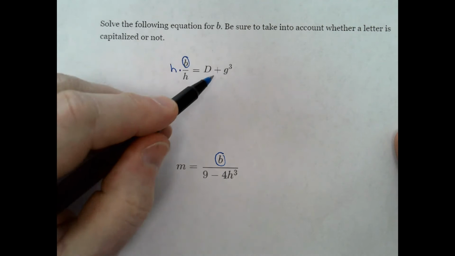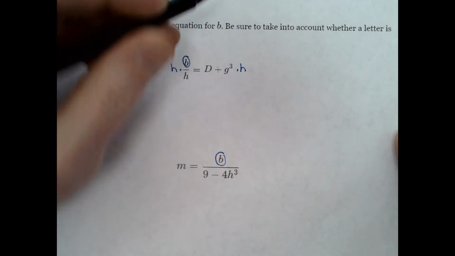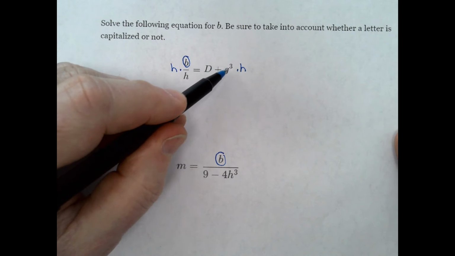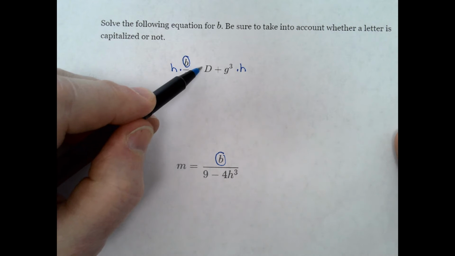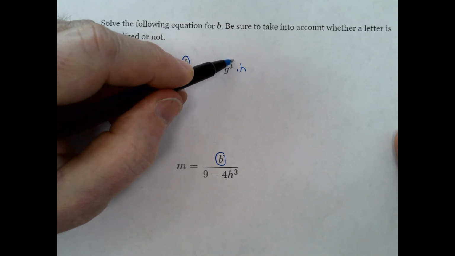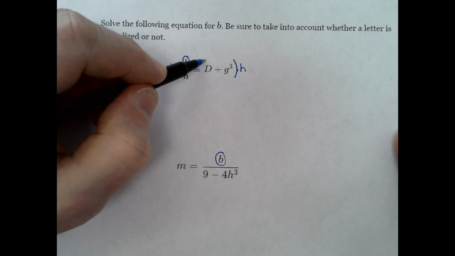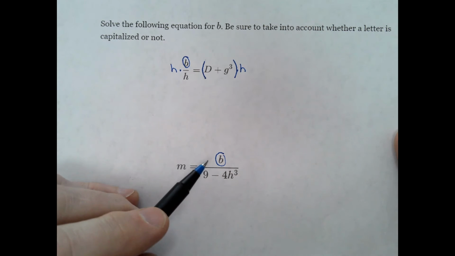Well, how do you multiply this by H? If I just put a times H here, then only this G cubed is going to be multiplied by H. And if I just put it here, then only the D will be multiplied by H. Since I want to solve that problem and make it work correctly, I'm going to put parentheses around this, and that means the entire side over here is now multiplied by H.